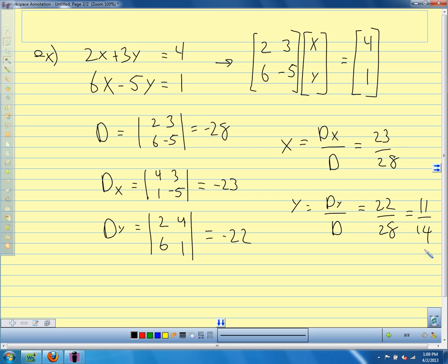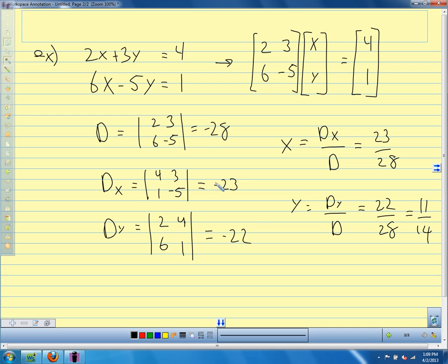So this is way easier. Cramer's rule is way easier generally than using row operations, unless the row operation is really easy to do. Way easier than using an inverse matrix. So Cramer's rule can save us a lot of work. Calculating the determinants is pretty easy, especially with 2 by 2.